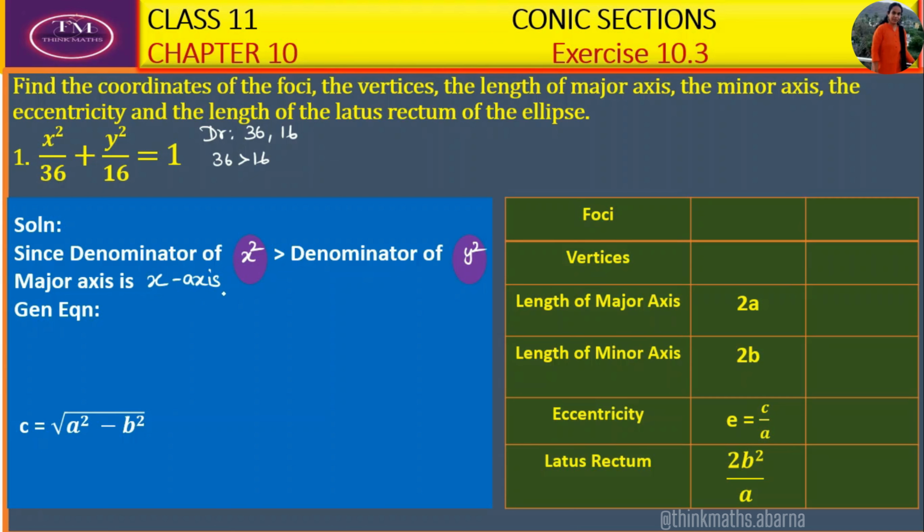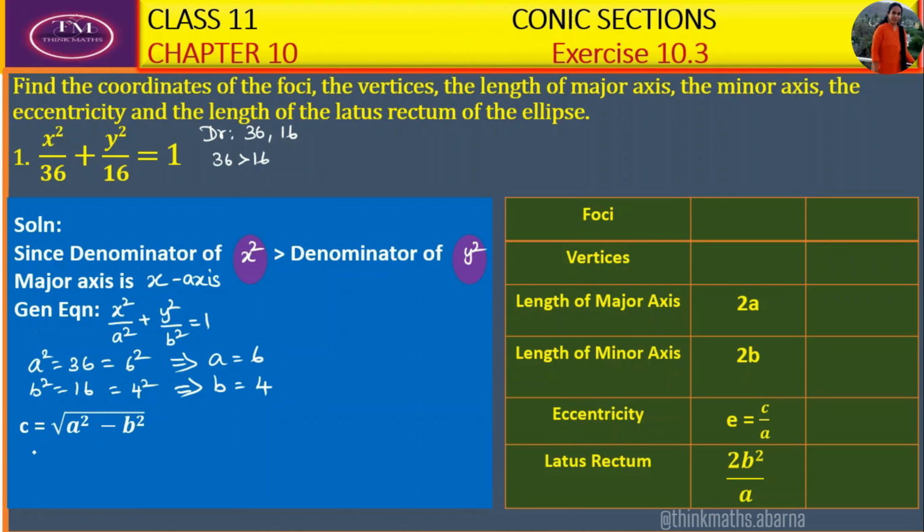If the major axis is the x-axis, then the general equation will be x square by a square plus y square by b square equal to 1. If you compare the given equation with this general equation, we get a square equal to 36 and b square equal to 16. 36 is 6 square and 16 is 4 square, so a will be equal to 6 and b will be equal to 4. So we got 6 and 4. This is the second step.